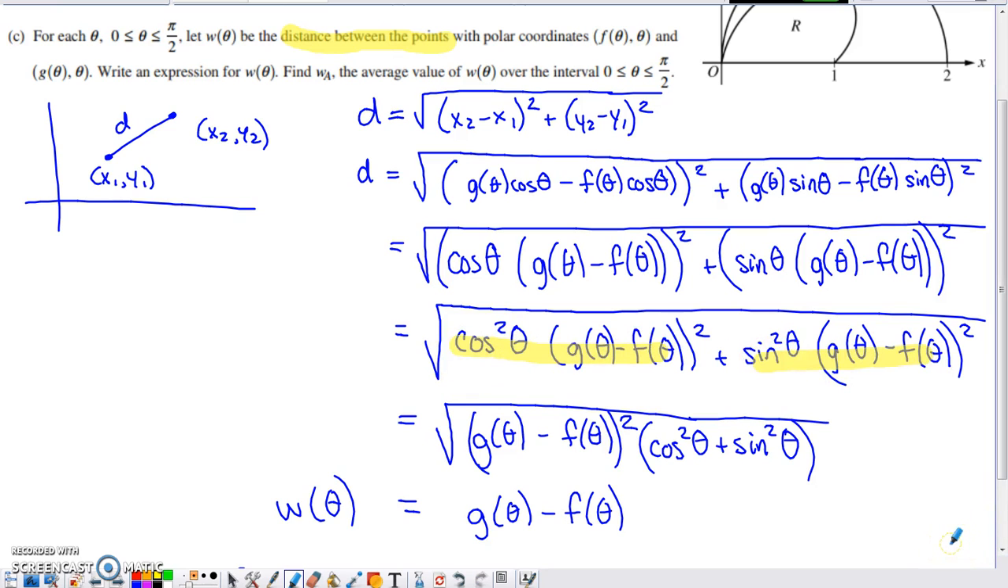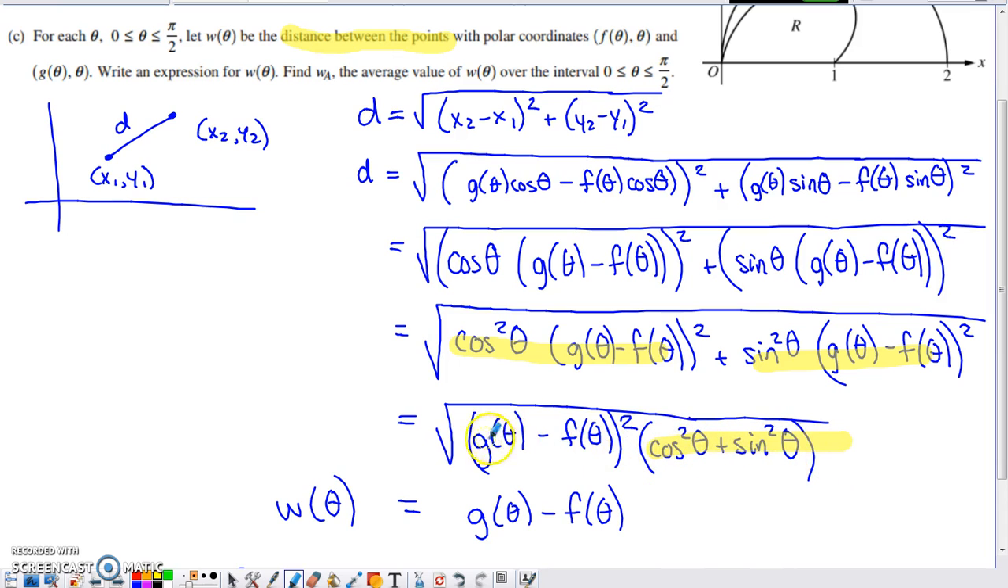So I thought, well, hey, why don't I turn this into a multiplication problem? Why don't I factor out this g of theta minus f of theta quantity squared from this term, leaving me with cosine squared, and this term, leaving me with sine squared. Well, if I'm adding together cosine squared theta plus sine squared theta, what is that really? According to the Pythagorean identity, that is just 1.